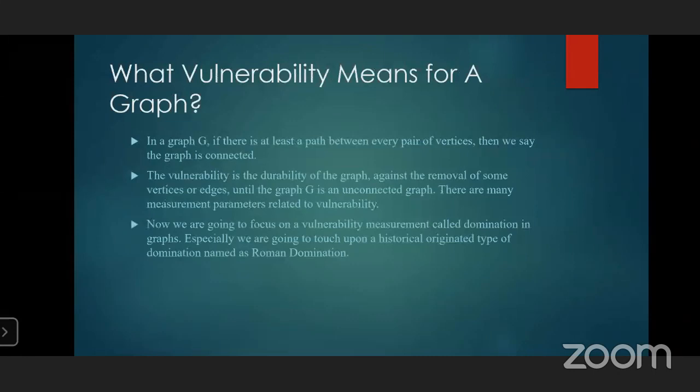In a graph, if there is at least a path between every pair of vertices, then we say the graph is connected. But when it's not connected, we can talk about vulnerability. The vulnerability is the durability of the graph against the removal of some vertices or edges until the graph G is an unconnected graph. Now we are going to focus on a vulnerability measurement called domination in graphs. Especially, we are going to touch upon a historically originated type of domination named Roman domination.